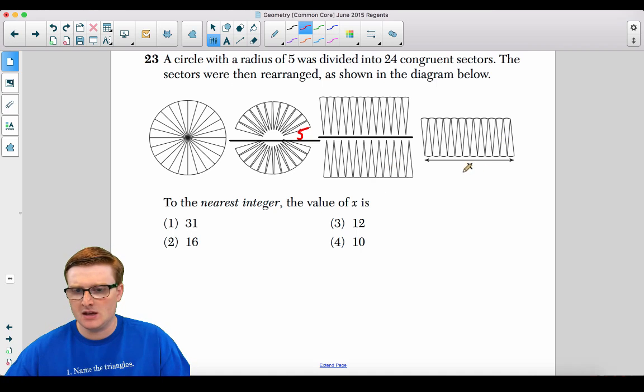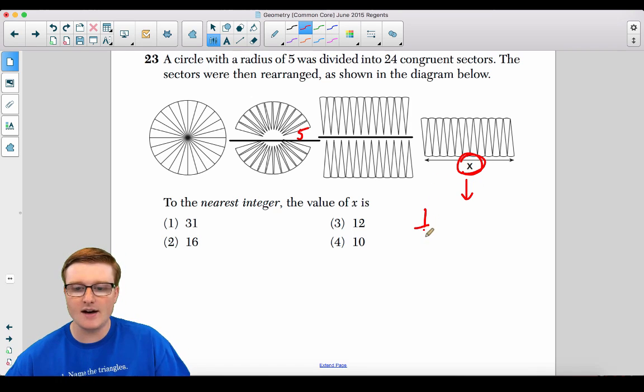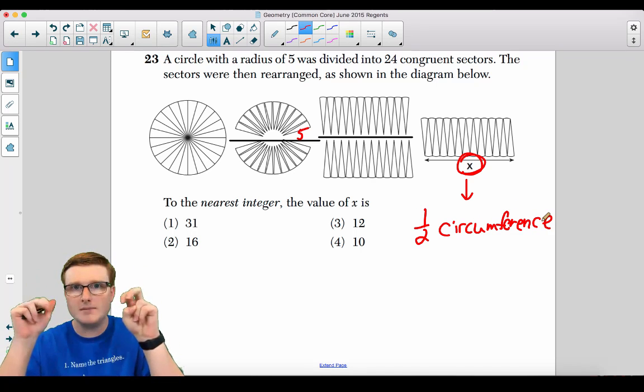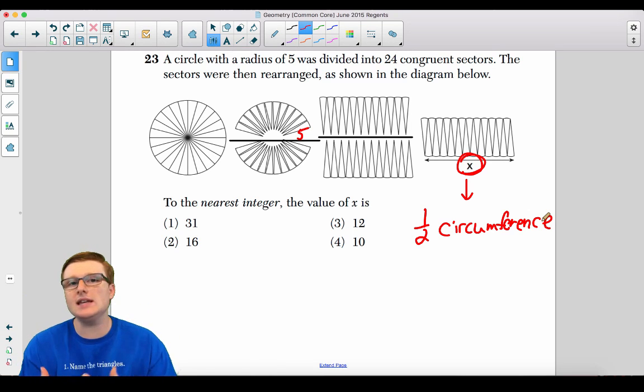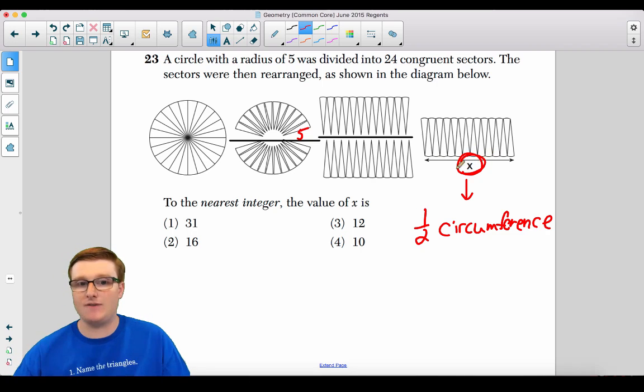We could do this. We're trying to find x. Well, what is x measuring? X is measuring half of the circumference. Yes. Circumference is the perimeter of a circle. And the reason why I use air quotes is that it's really improper to say perimeter of a circle, but that's what circumference is. It's the length around a circle. So x is showing half of the circumference.